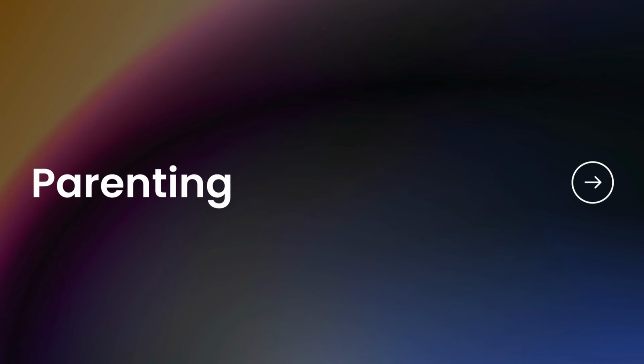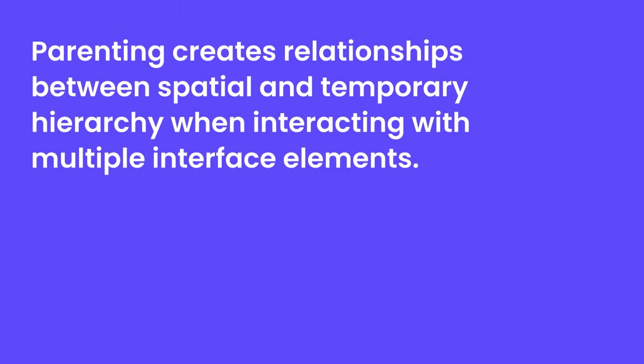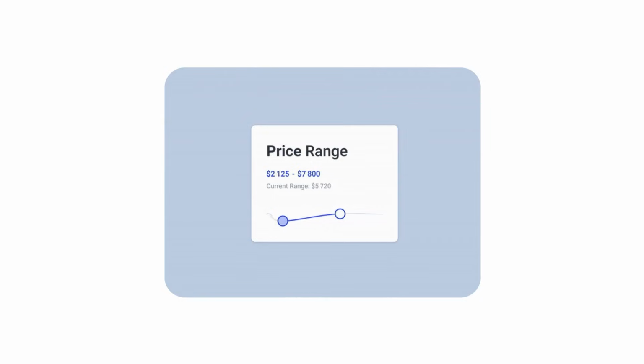Hey everyone, and welcome back. Parenting creates relationships between spatial and temporary hierarchy when interacting with multiple interface elements. Parenting links the properties of one UI element to the properties of another. When a property in the parent element changes, the linked properties of child elements also change. For instance, the position of a parent element can be tied to the scale of a child element. When the parent element moves, the child element increases or decreases in size. So in this case, we have a slider that's moving, and the numbers are also moving within the range.